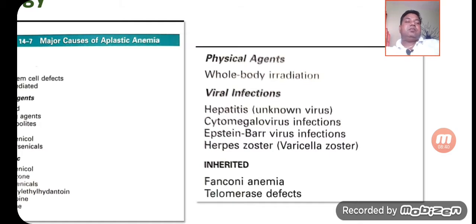Apart from this, there is the presence of viral infection, especially hepatitis, cytomegalovirus, Epstein-Barr virus and herpes zoster virus. All these viruses can suppress the bone marrow. Apart from this, there are inherited causes, in which we can see Fanconi's anemia and telomerase defect. We will discuss this in further slides.